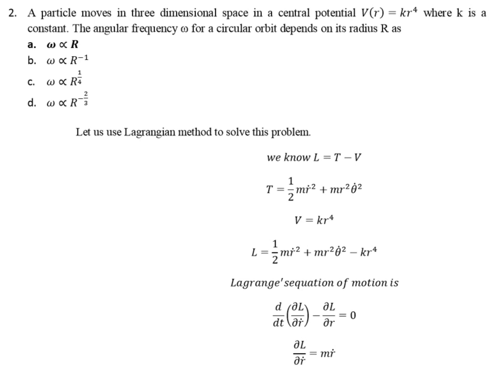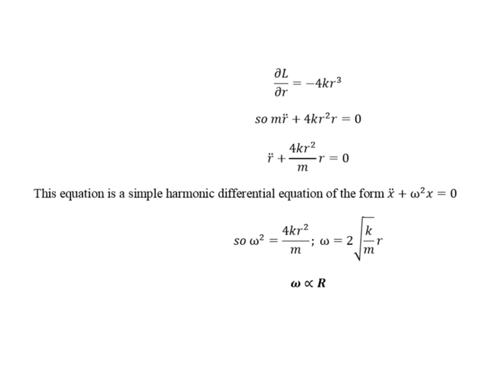So Lagrange's equation of motion becomes d by dt of dou L by dou r dot minus dou L by dou r equal to 0. So dou L by dou r dot equal to m r dot, and dou L by dou r equal to minus 4 k r cube if we neglect the rotational kinetic energy. Let us say that it has only translational kinetic energy. So m r double dot plus 4 k r square into r equal to 0. So r double dot plus 4 k r square by m into r equal to 0.